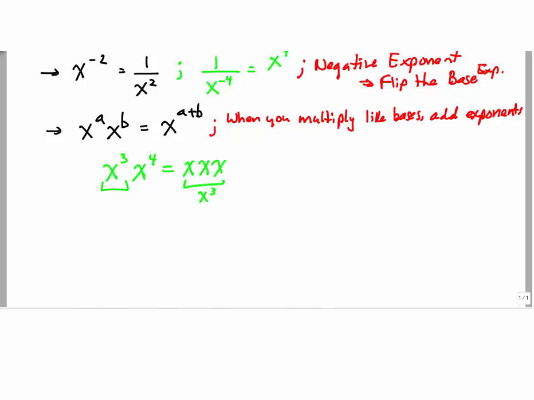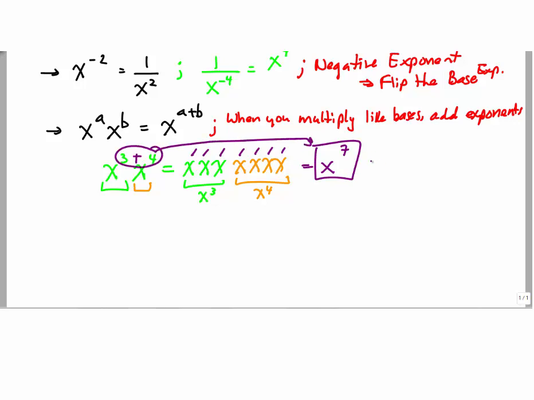We also know what x to the fourth means. x to the fourth means x multiplied by itself 4 times. Now if we were to decide how many x's we have here, we would say I have 1, 2, 3, 4, 5, 6, 7, x to the 7th. So wouldn't it have been faster if we had just taken 3 plus 4 to get our 7? So this is just x to the 3 plus 4, x to the 7th.